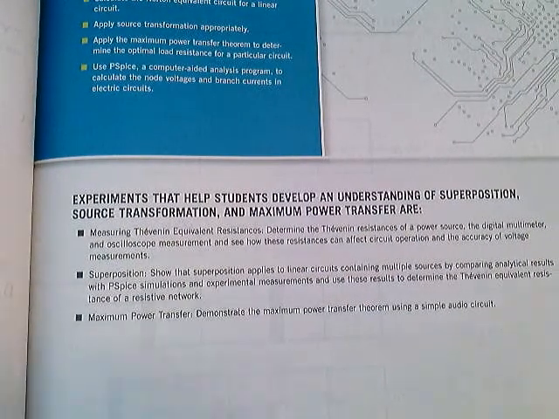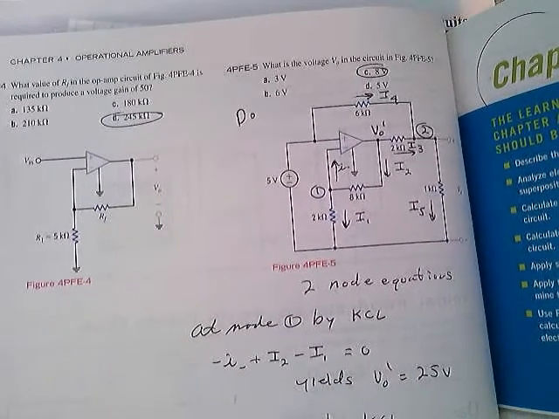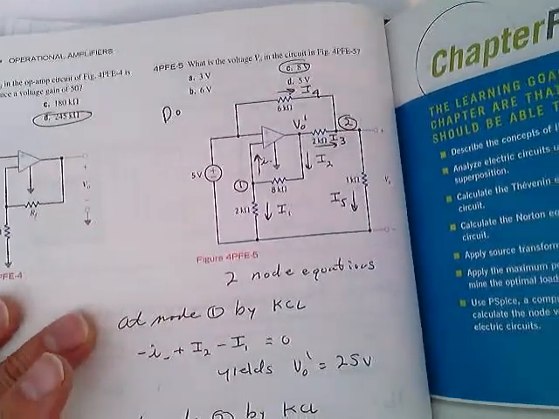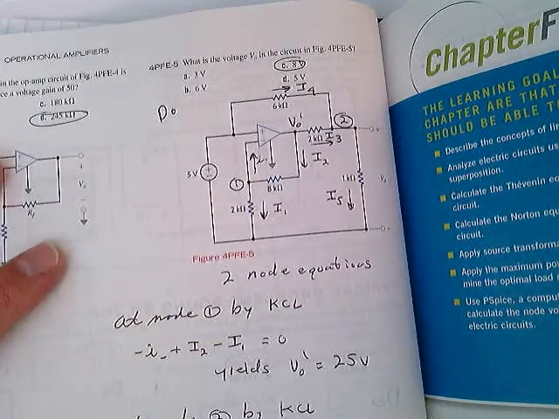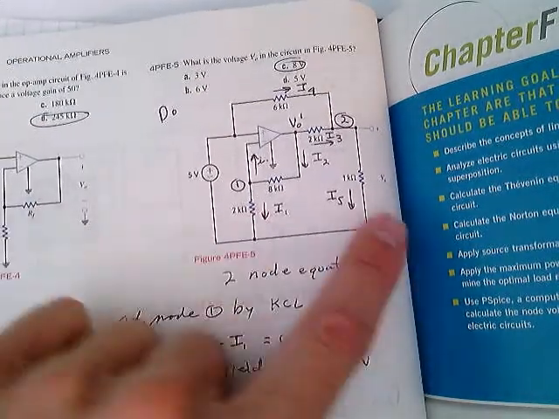Let's take a look. This one here you should be able to do as well. It's not superposition. These other two problems you should be able to work out. This problem here and this problem over here. What's the voltage V out of this circuit right here?